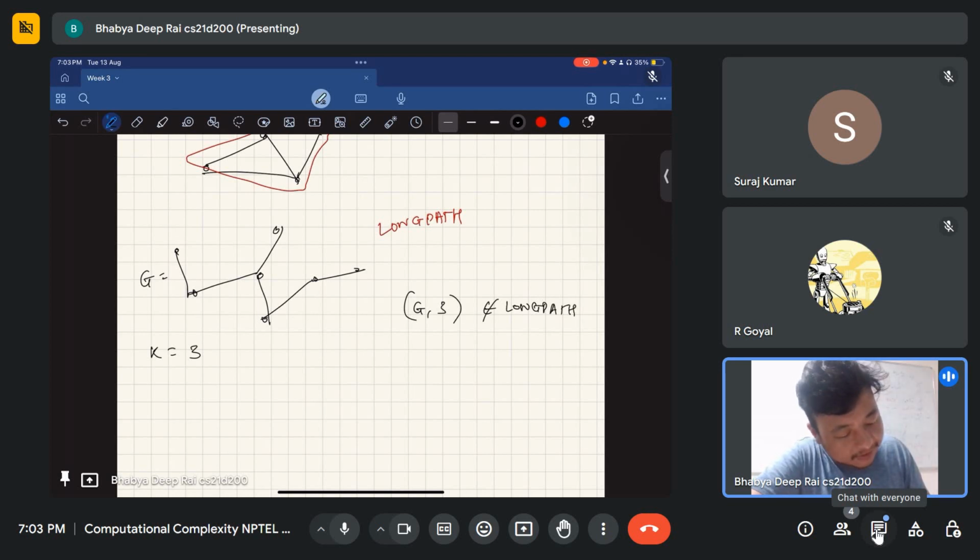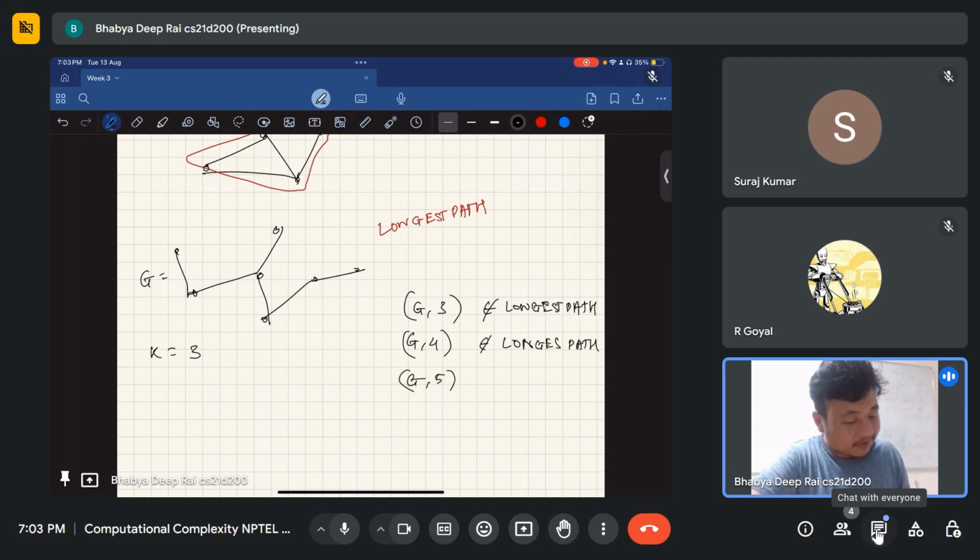Oh, sorry, not long path. Really sorry, we are getting confused with long and longest. This is the longest path problem. It does not belong to longest path. And G, 4 similarly also does not belong to longest path. G comma 5 belongs to longest path.